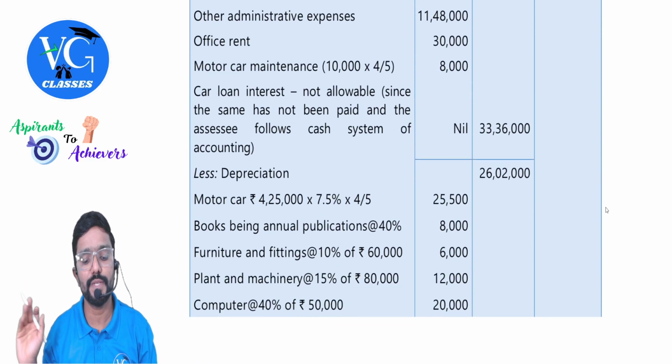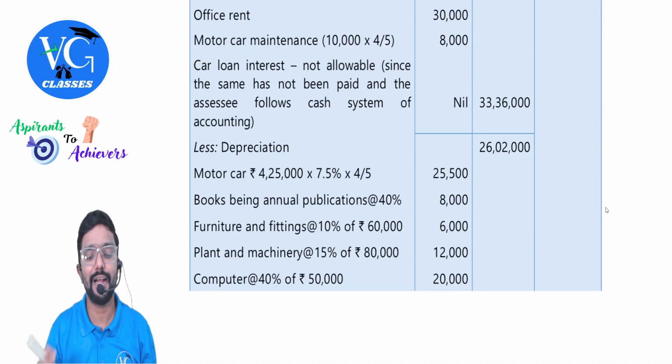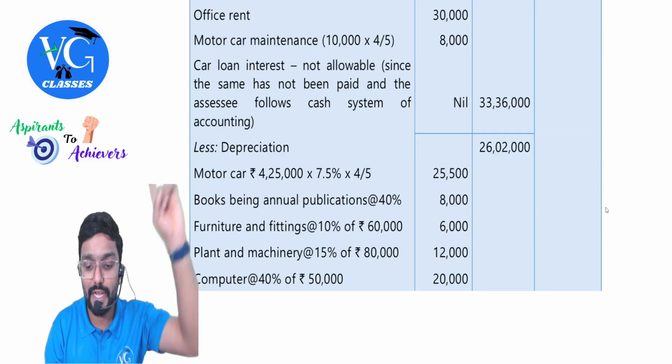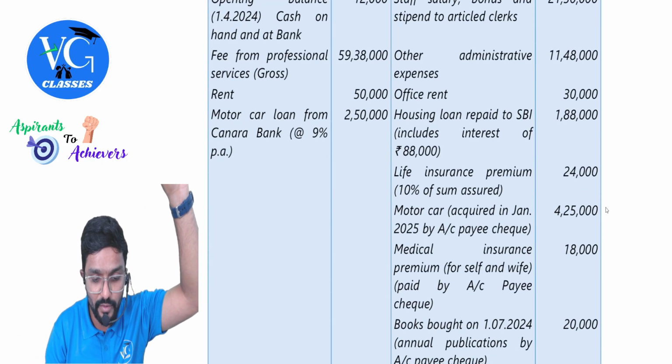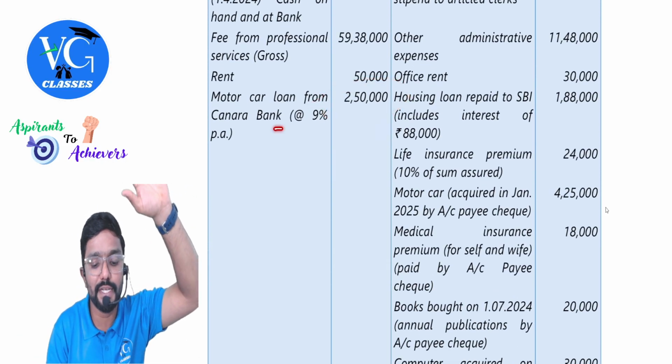Motor car maintenance 10,000 into 4 by 5. Car loan interest not allowable since the same has not been paid. Guys, they have tried to mislead you. You can see here. Loan is taken 2,50,000. What is the interest rate?